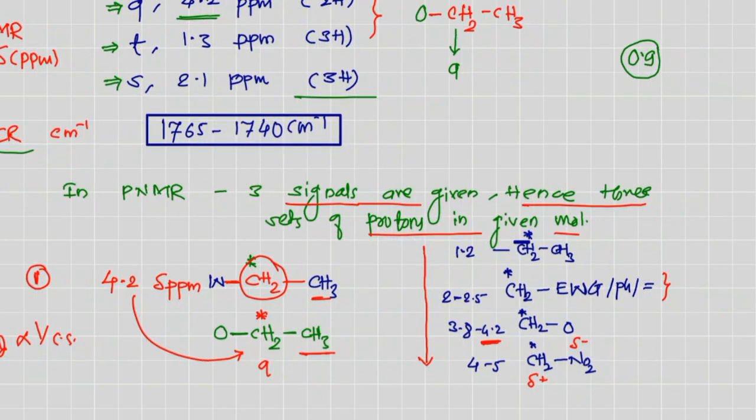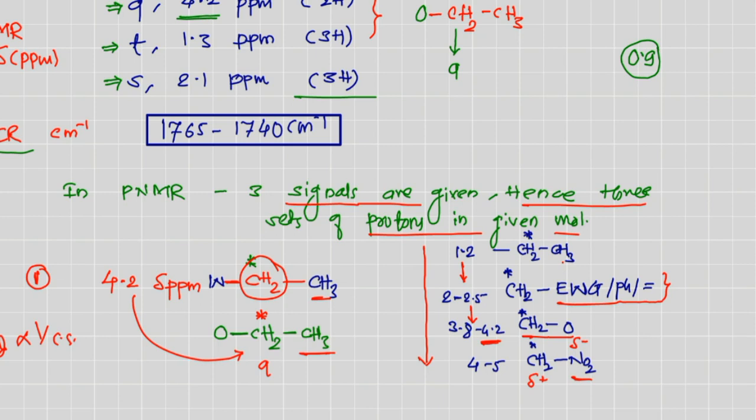Now let me briefly summarize how that CH2 differs in each case. When the CH2 is attached to a methyl group, it appears in the region of 0.9 to 1. When it is attached to a phenyl ring or a double bond, the value rises to 2 to 2.5. When the same CH2 is attached to oxygen, an ether linkage, or nitrogen, the value is expected at 3.8 to 4.2.